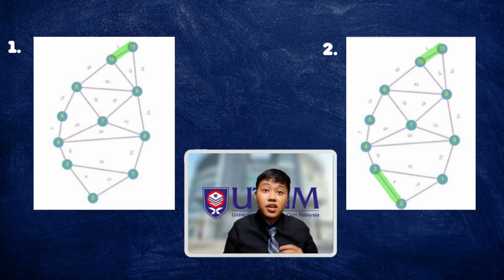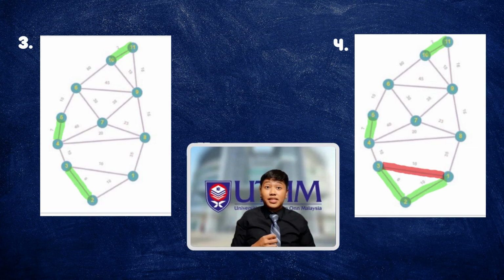Then the next shortest edge is at vertex 2 and 3, with a length of 6. So it is highlighted. The next shortest edge is at vertex 4 and 6 with a length of 7. So it is highlighted. For the next step, they have 4 edges with the same weight, which is 10. So we choose vertex 1 and 2 arbitrarily.